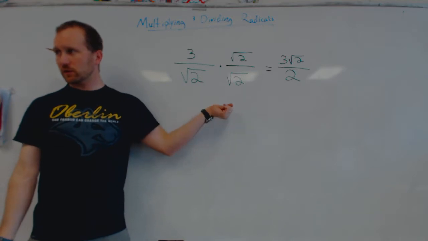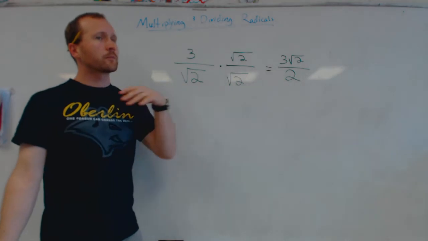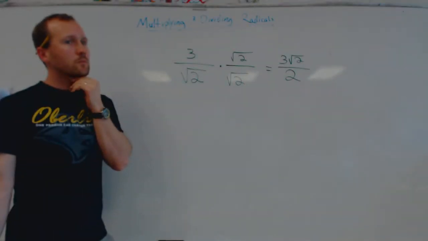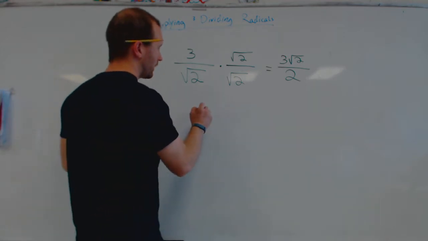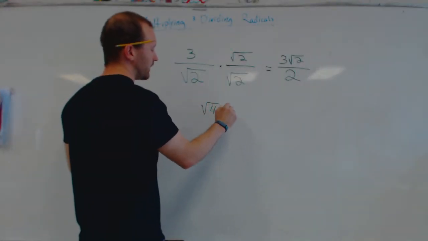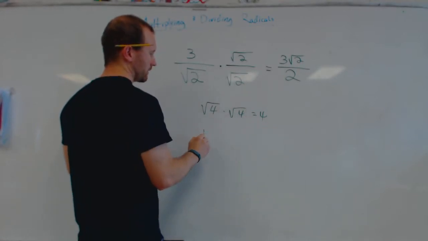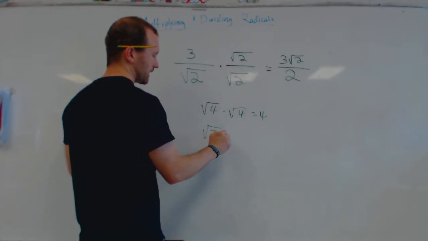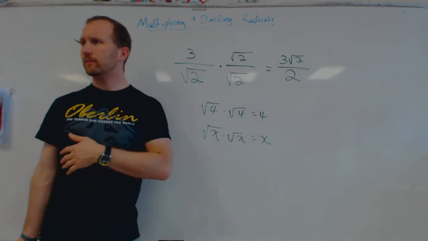Square root of 2 times the square root of 2, right? Square root of 4, or 2. Also, if it was the square root of 100 times the square root of 100, it would be 100. The square root of anything times the square root of that same thing is always the thing. Square root of x times the square root of x is x. Okay?